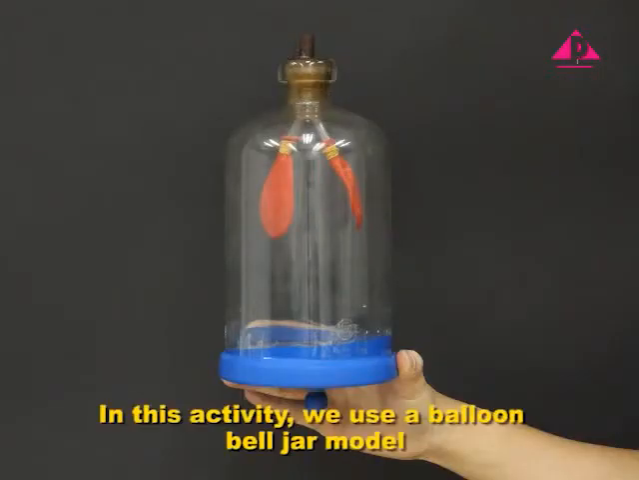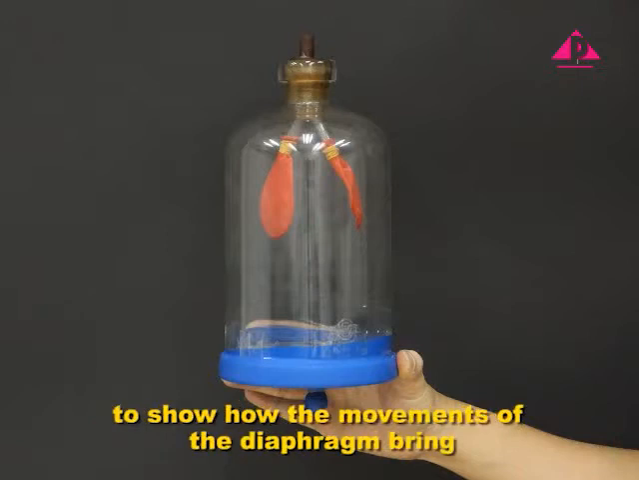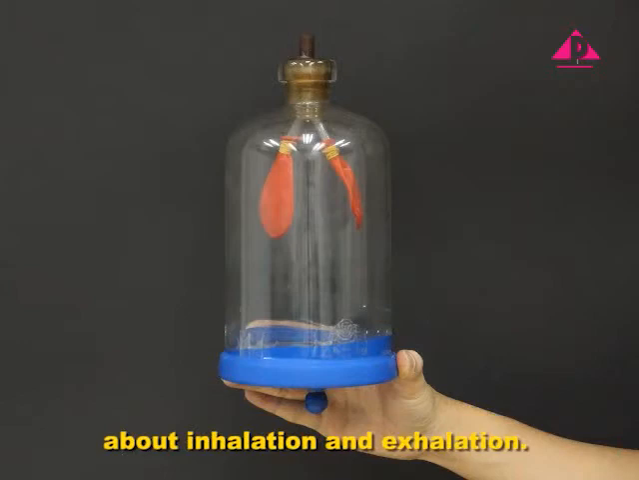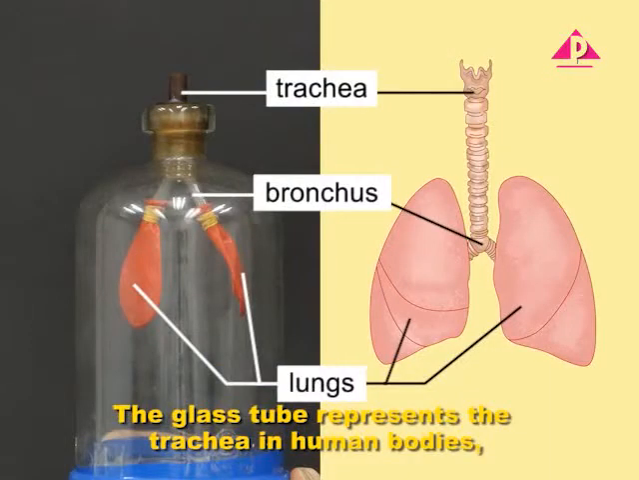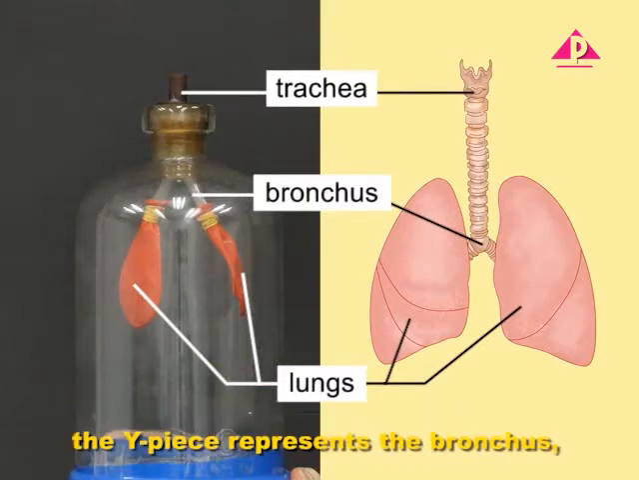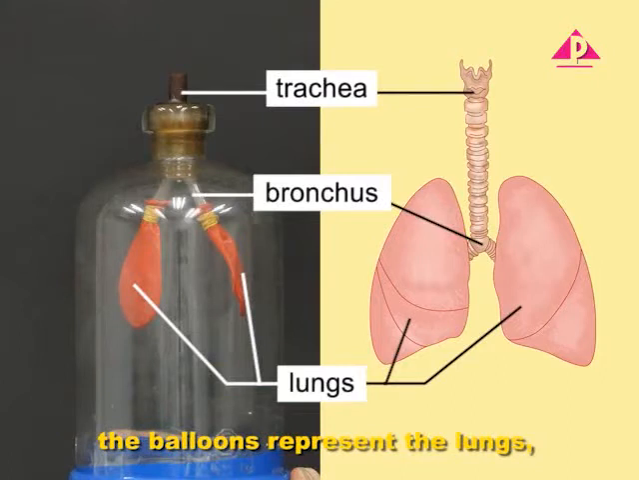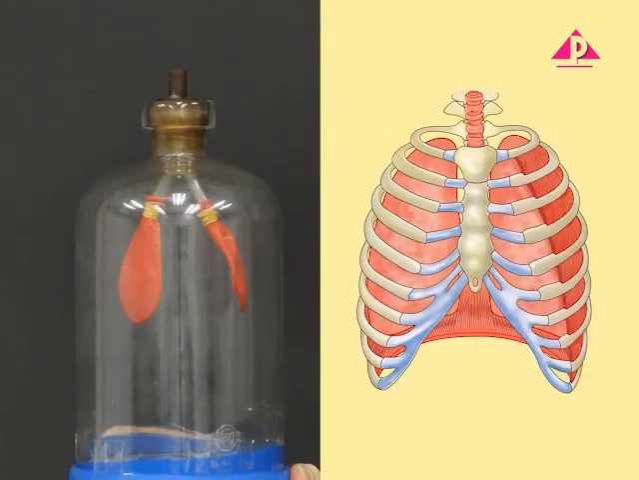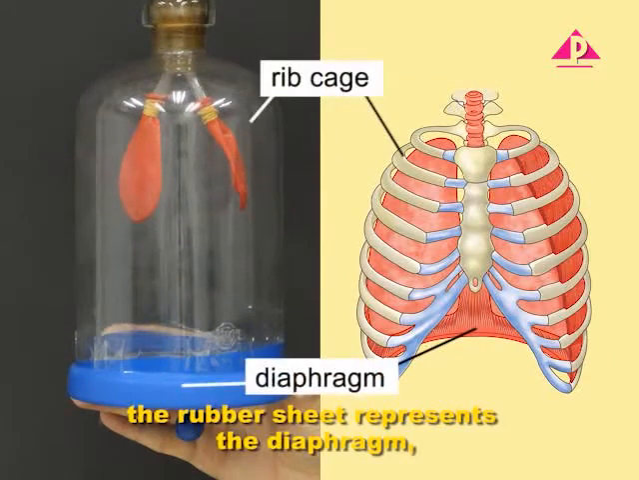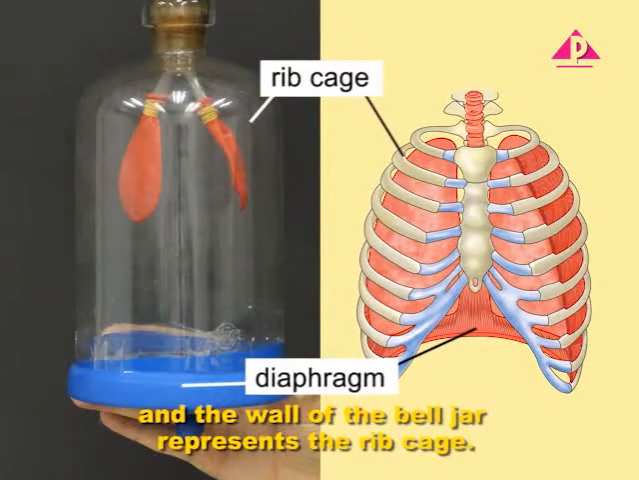In this activity, we use a balloon bell jar model to show how the movements of the diaphragm bring about inhalation and exhalation. The glass tube represents the trachea in human bodies, the Y-piece represents the bronchus, the balloons represent the lungs, the rubber sheet represents the diaphragm, and the wall of the bell jar represents the rib cage.